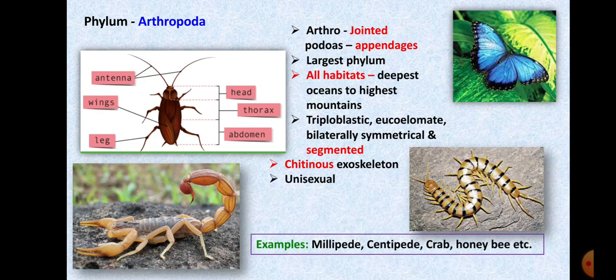Okay, and they are unisexual, either male, either female. In a single body, you will not find both male and female reproductive organs. Either it will be a male cockroach and female cockroach, male scorpion, female scorpion, male butterfly, female butterfly. Clear? So, this is the largest phylum with 84% of all the known species that we are aware of on our planet. Okay, so this is how you can remember. Let's move to the next.